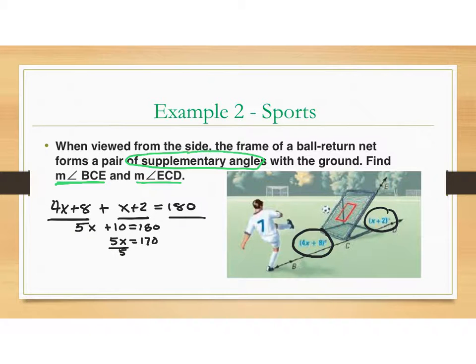Somebody take a moment and tell me what 170 divided by 5 is. 34. Now, if you stopped here and go, yay, I did it, you didn't do it. You found out what x was, you still haven't told me what those angles are. And that's what it's asking, the measure of angle BCE and the measure of angle ECD. But you did just find the most important piece to make that happen. So what do I do with this x equals 34 now to figure out what those angles are? Plug them in.